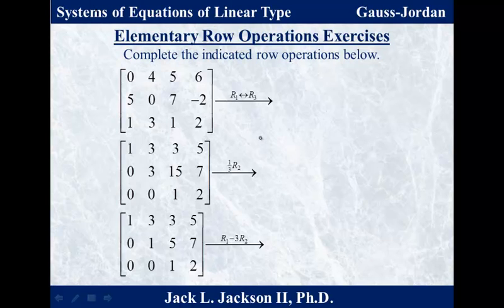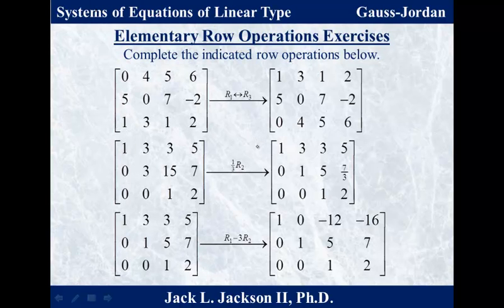Okay, so now let's fill in the blanks. So on the first one, I remember I said I was going to recopy row 2, so it's just exactly the same. And what was down here in row 3 is now in row 1. And what was up in row 1 is now down in row 3. The second one, I leave row 1 and row 3 alone, and I multiply row 2 by 1/3. 1/3 times 0 is 0. 1/3 times 3 is 1. 1/3 times 15 is 5. And 7 times the 1/3 is 7/3.